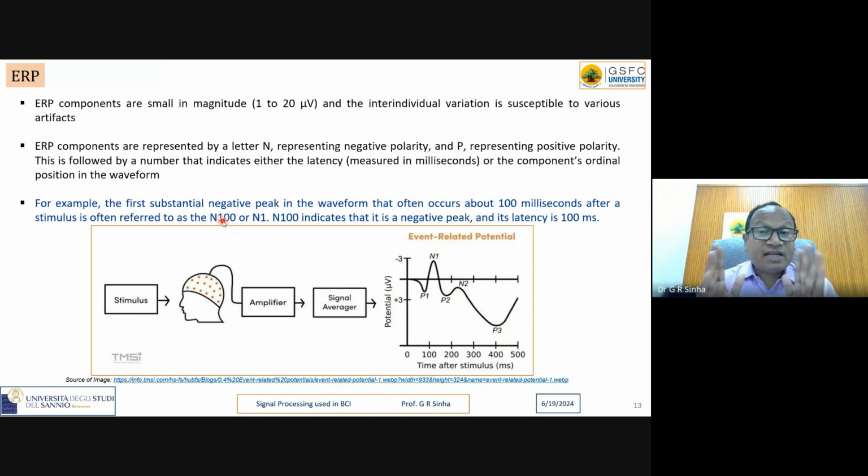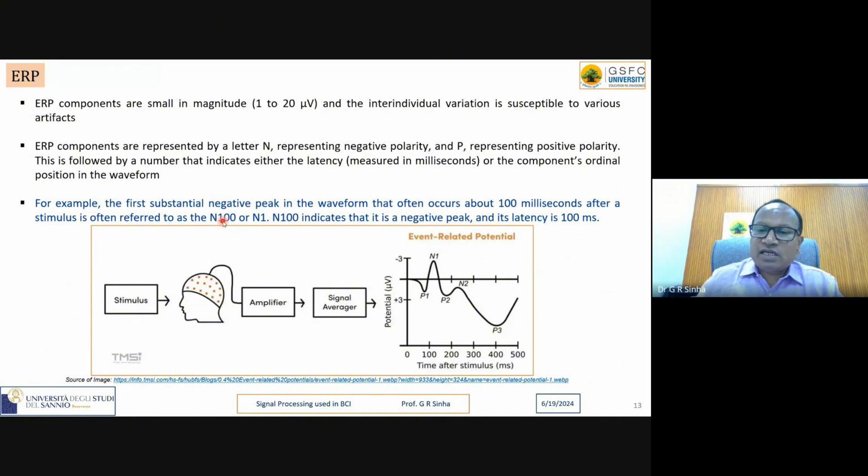N100. After a stimulus, remember, when you want to focus on some object and the object is not appearing, the moment it starts appearing, from that time your stimulus starts. Whenever the stimulus starts appearing, from there, how much time it takes to reach the peak value, either on the positive side or negative side, accordingly you use the terminology P100, P200, P300, and so on.